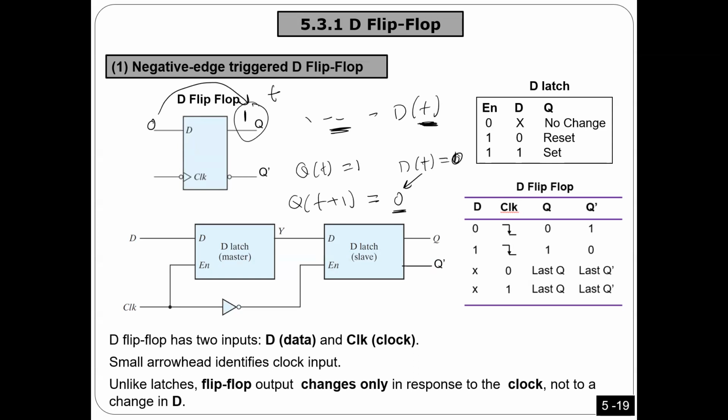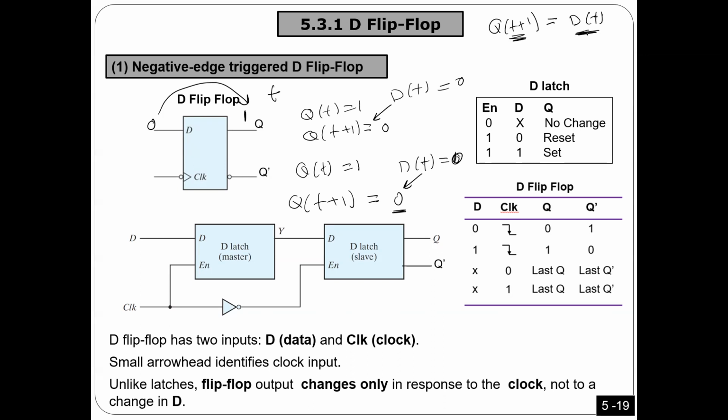The way you are going to express this is, as I told you, Q of t equal 1. This is the current state. D of t, the current value of the input, equal to 0. Q of t plus 1, when the clock comes, the new state is going to become 0, which is equal to this one. That is why we say Q of t plus 1, when the clock comes, equals D of t, the current value. And this equation, we call it a characteristic equation.